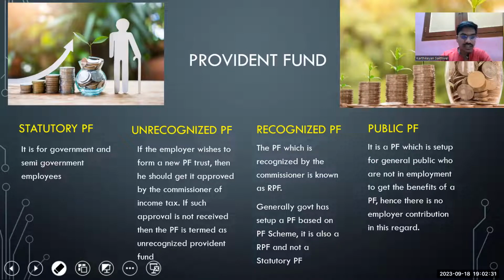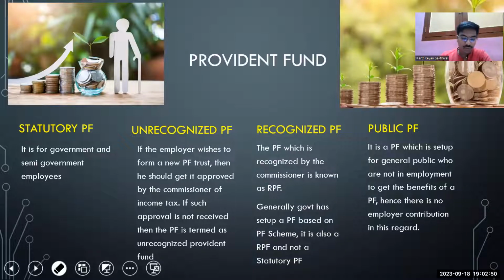As far as statutory provident fund is concerned, it is applicable only for government and semi-government employees, which simply means that for you to contribute to statutory provident fund, you should be a government employee. If you are not a government employee, you cannot contribute to statutory provident fund.